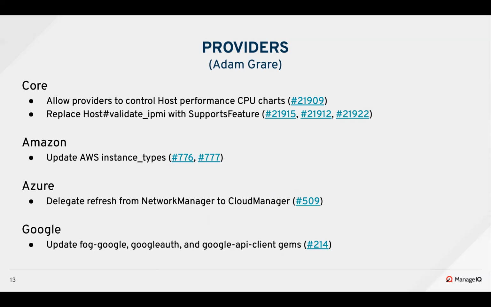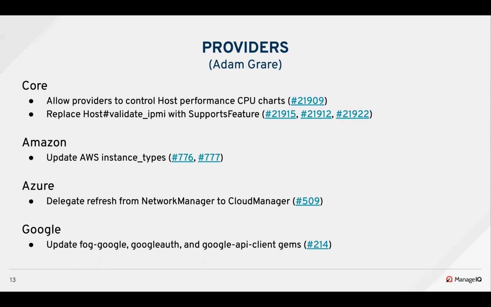So for providers of the sprint, in core, Vincent changed the host to allow it to control what performance charts are shown for CPUs, specifically whether the provider brings CPU usage percentage or megahertz. This is something which is already being done for VMs, so he just added this to the host model as well. We also replaced the host validate IPMI with supports feature to reduce the confusion on the name of the method, since it matched the old availability mixin, but it wasn't actually used in that way.